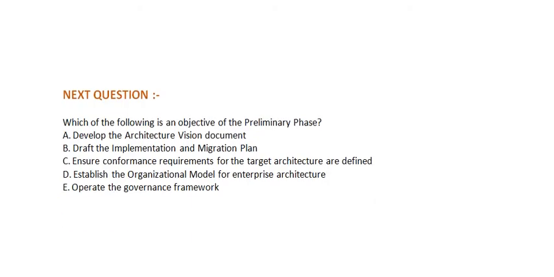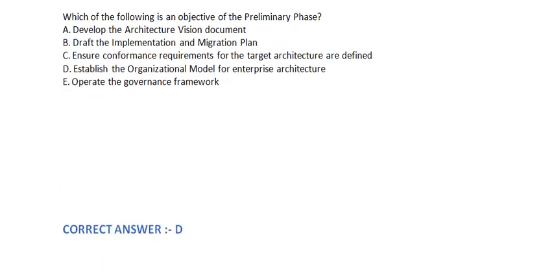Today's questions are, which of the following is an objective of the preliminary phase? Option A, develop the architecture vision document. Option B, draft the implementation and migration plan. Option C, ensure conformance requirements for the target architecture are defined. Option D, establish the organizational model for enterprise architecture. And option E, operate the governance framework. The correct answer is option D.